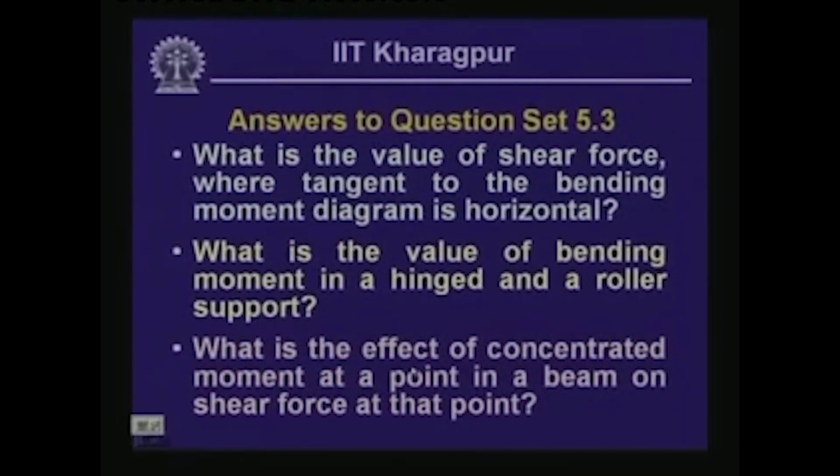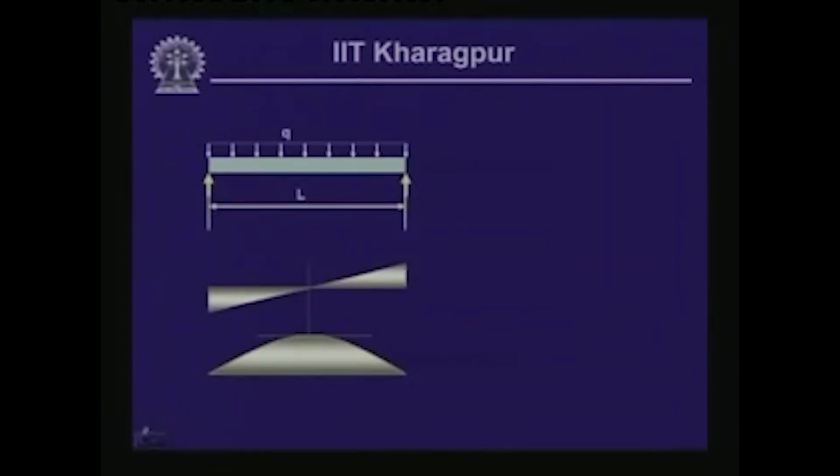Now to recapitulate the aspects which we have discussed in the previous lesson, let us look into the answers of the questions which were posed in the last lesson. The first question which was posed was: what is the value of shear force where the tangent to the bending moment diagram is horizontal? Now let us look into this aspect of it.